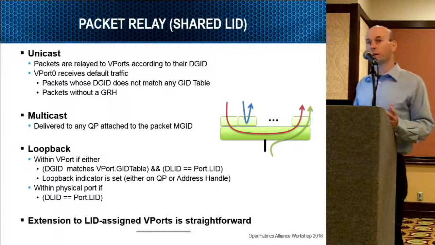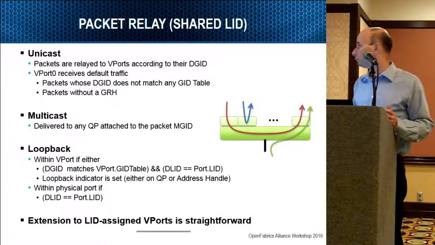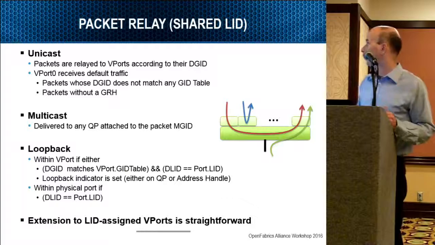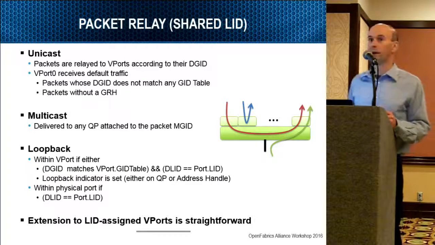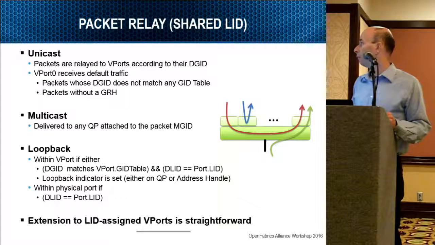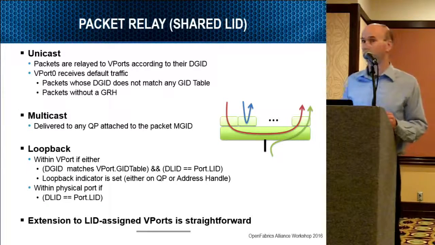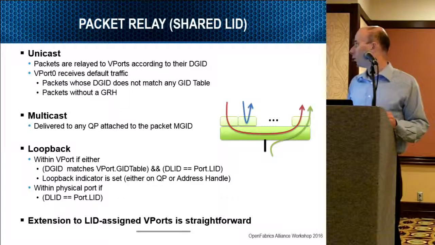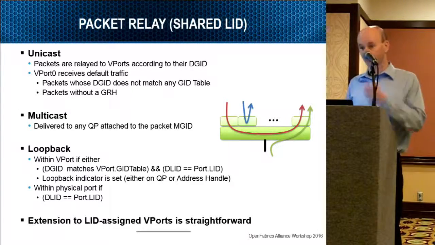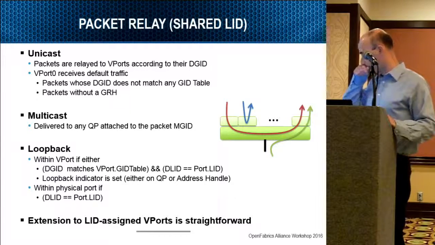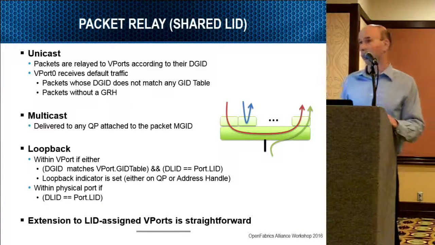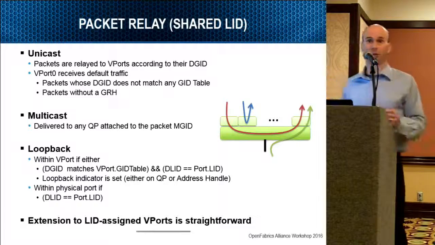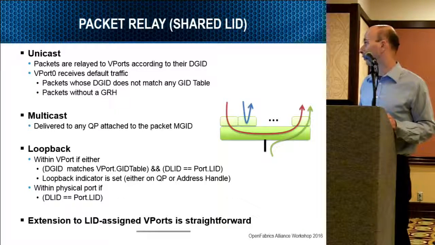In terms of loopback, we loop back within a vPort, and that's denoted by the blue arrow, if both the DGID and the DLID match, or you set the loopback indicator either in the QP or in the address handle. And the physical port loopback is backward compatible. That's what is done today, loopback according to the LID.